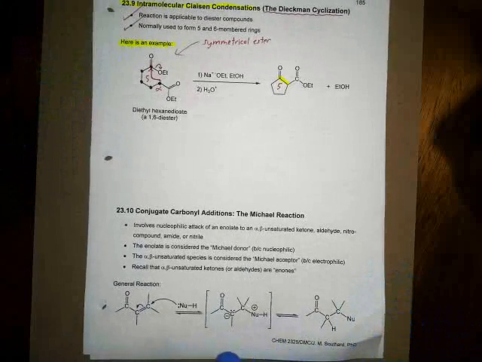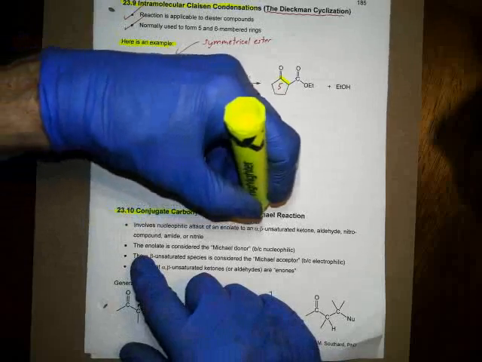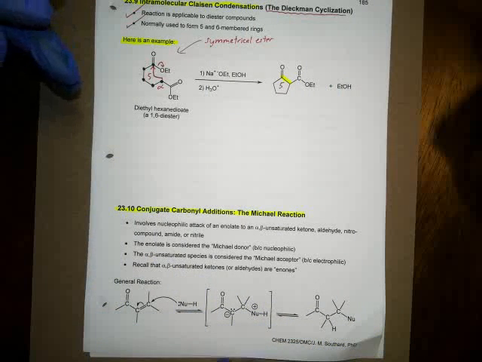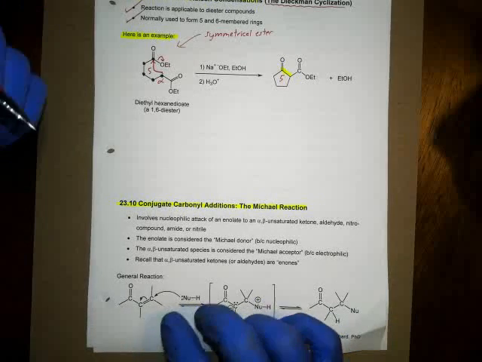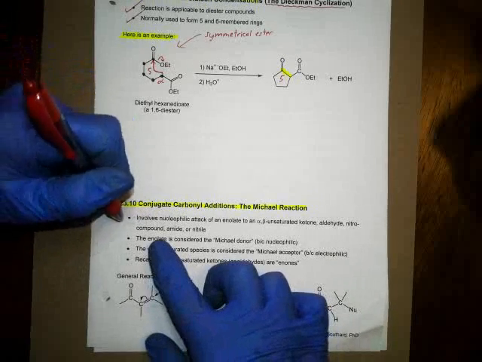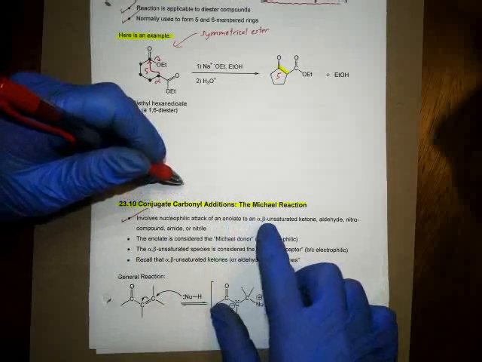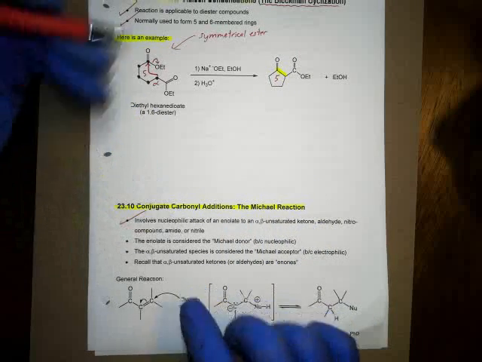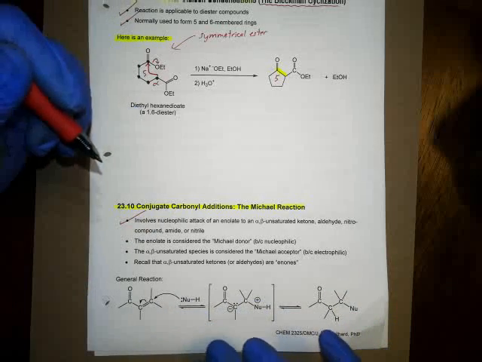Let's go to section 23.10, where we have conjugated carbonyl additions, the Michael reaction. All right, this is named after R.B. Michael, and this is really good chemistry. Folks, this involves nucleophilic attack of an enolate, and you know what those are, to alpha-beta unsaturated ketones, aldehydes, or nitro compounds, even amides or nitriles. So, very versatile reaction, super powerful reaction.